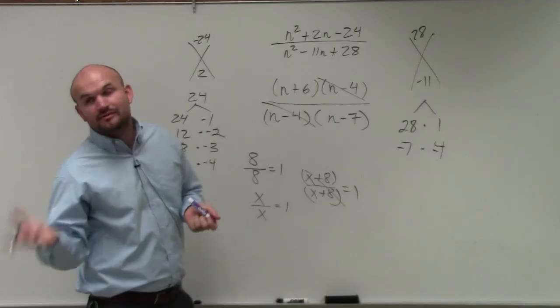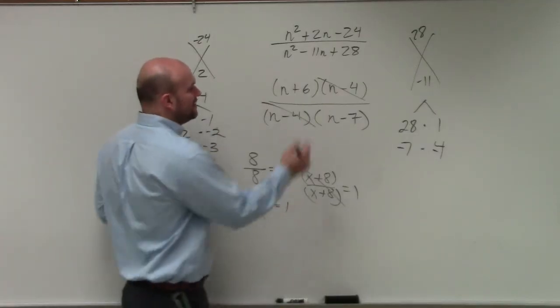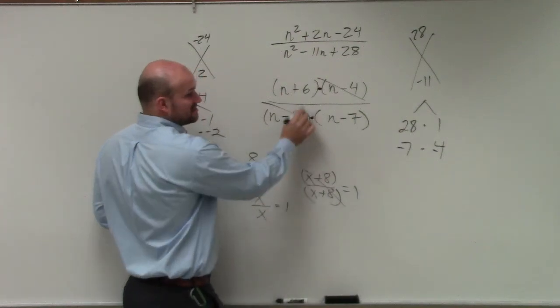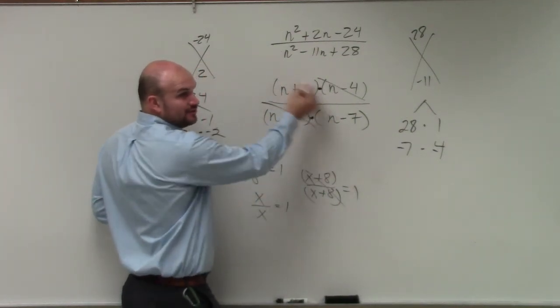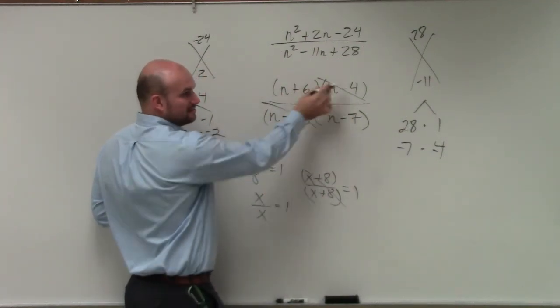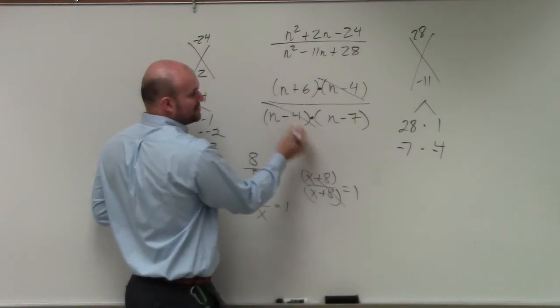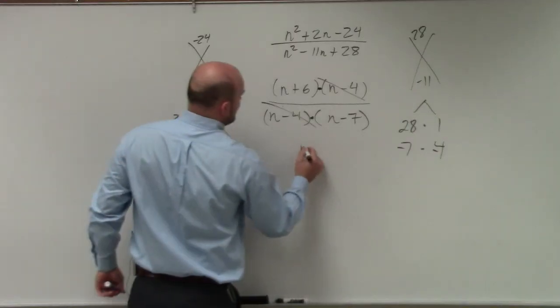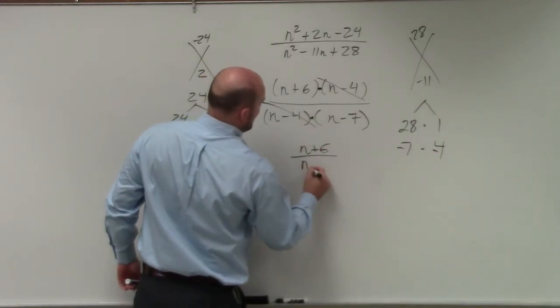And actually, I will remind you, this is the major mistake. That only works because these are separated by multiplication. If these are separated by addition or subtraction, you could not divide those out. It only works when they're separated by multiplication. So therefore, my final simplified answer is n plus 6 divided by n minus 7.